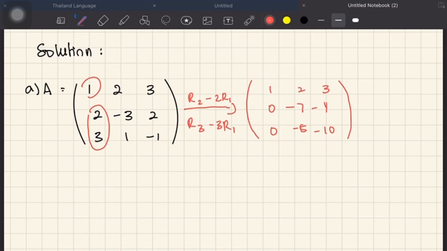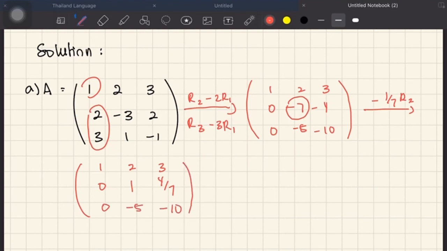Okay, for the second step we need to change this to 1. So the operation that we need is negative 1 over 7 multiplied by R2. Okay, so the answer that we got is the first row remains the same, second row we got 0, 1, 4 over 7, and the third row remains the same. And then for the third step, we need to make this become 0.